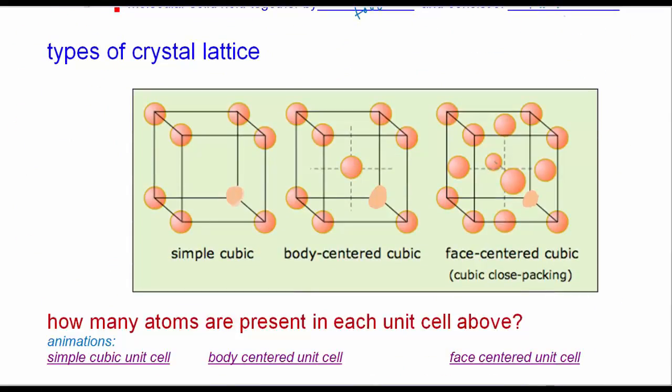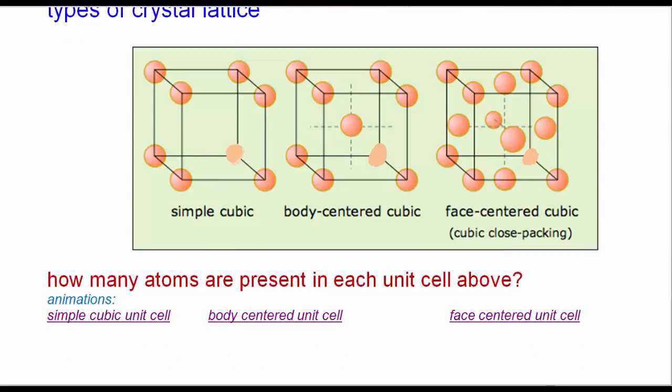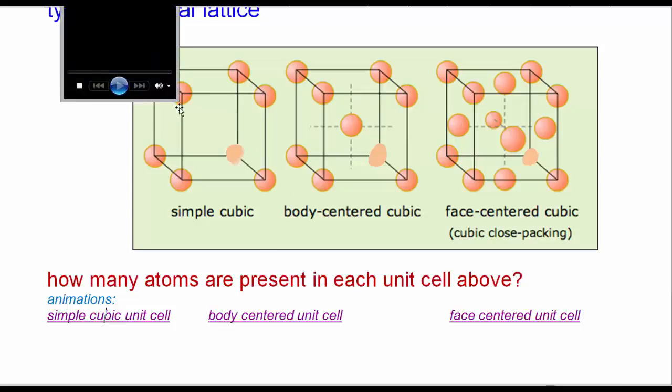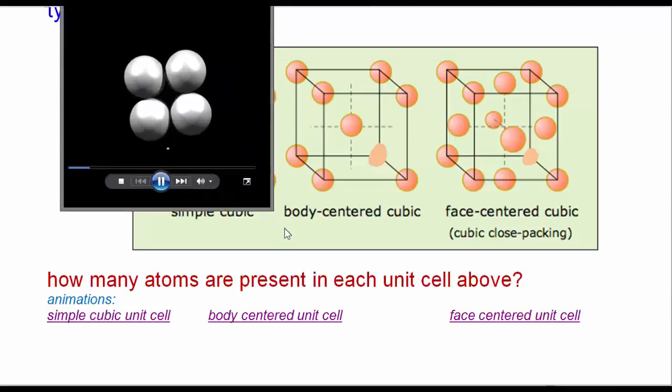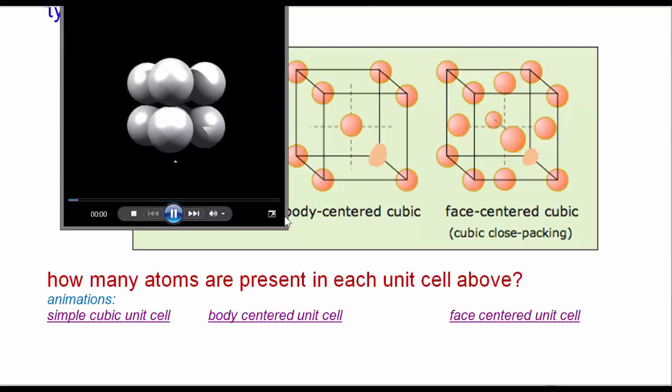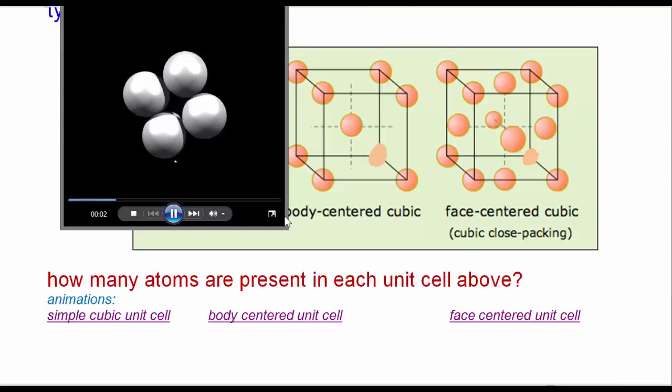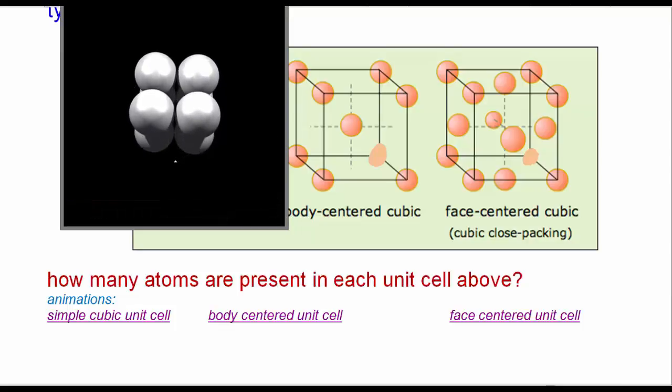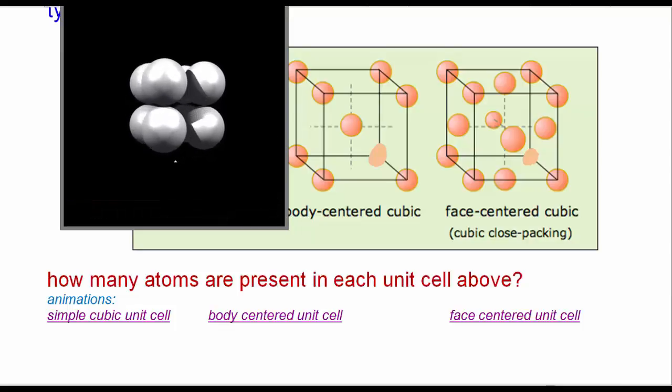Some different types of crystalline lattice. Here's the simplest ones. We have our simple cubic unit cell. Let's take a look at it. Okay, so there's one atom at each corner of this unit cell. So a unit cell is just something that's repeating itself again and again and again, and that's what creates the crystal. So if you have an atom at each corner like this, that is the simple cubic unit cell.